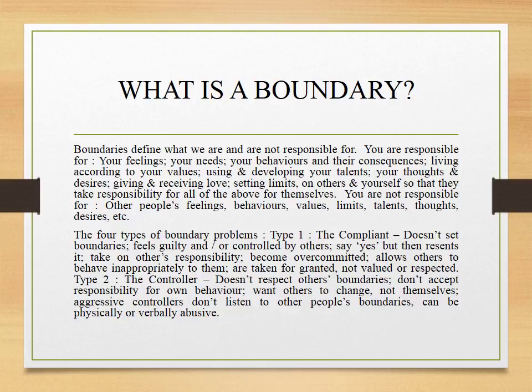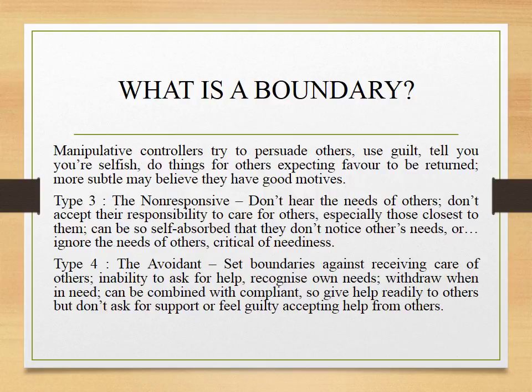Type 2. The controller doesn't respect others' boundaries, doesn't accept responsibility for own behavior, wants others to change, not themselves. Aggressive controllers don't listen to other people's boundaries, can be physically or verbally abusive. Manipulative controllers try to persuade others, make you scared, tell you you're selfish, do things for others, expecting favor to be returned. More subtle, may believe they have good motives.